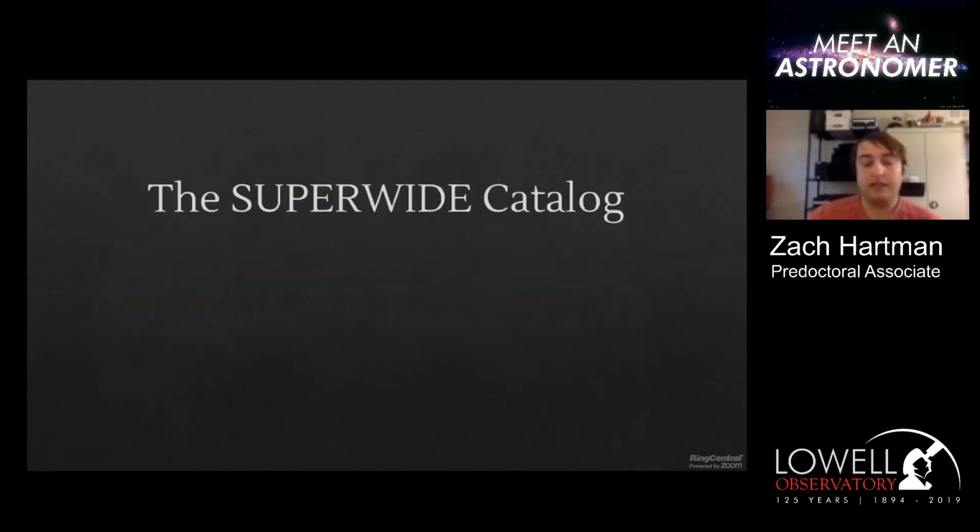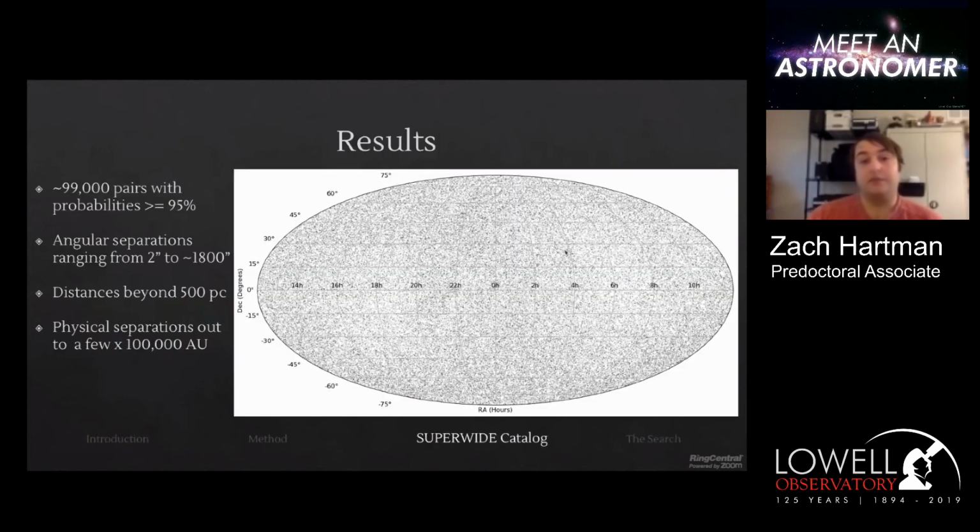And so with that, I'd like to present the super wide catalog. This is a catalog with 99,000 pairs with probabilities greater than 95%. The plot on the right shows the all sky distribution in right ascension and declination. The angular separations for my pairs range from 2 arc seconds up to 1800 arc seconds, and 1800 arc seconds is the equivalent of half a degree on the sky. Distances for my pairs can go beyond 500 parsecs. Physical separations out to roughly a few 100,000 AU. And this is all in a paper if you want to look that up.